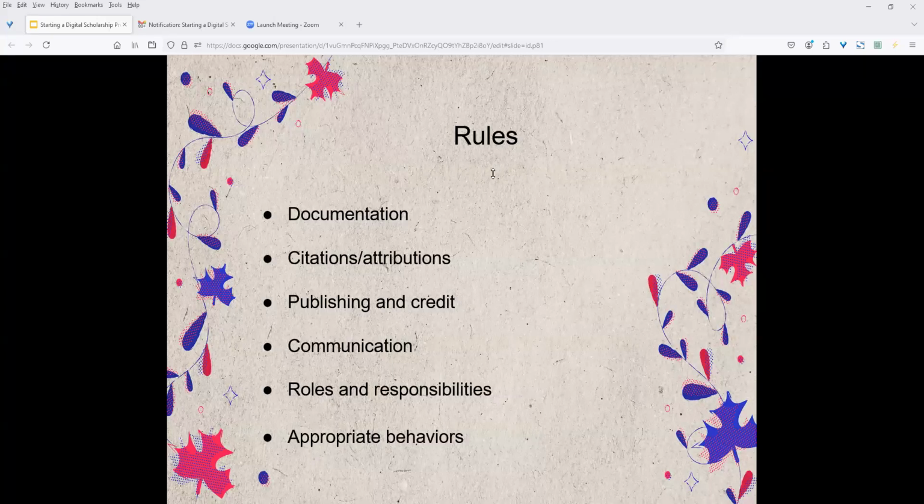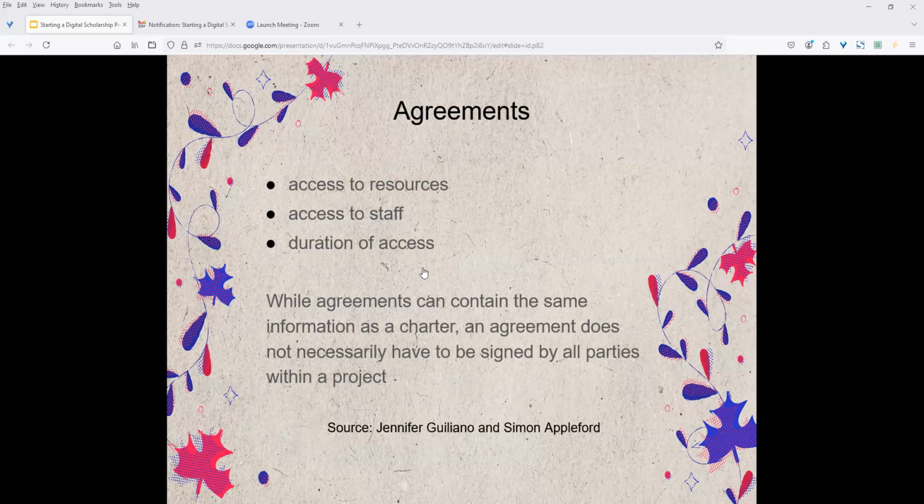All right. So you have all these sorts of questions you have to ask. Now, agreements: what sort of access to resources are you going to have, access to staff, and what is the duration of that access?